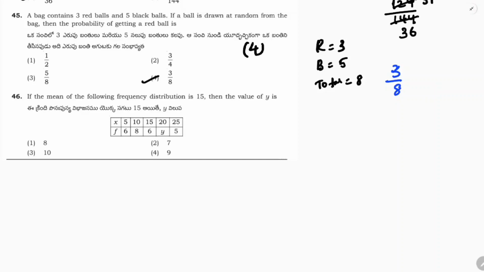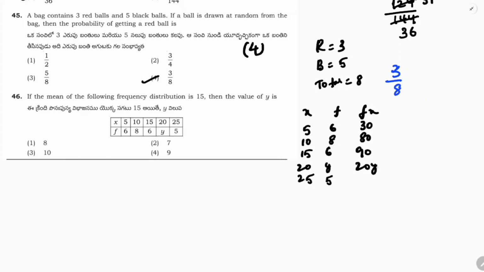Next, if the mean of the following is 15, then find the value of y. So see, mean, x and f are given, so I'll find fx. X is 5, 10, 15, 20, 25. f is 6, 8, 6, y, 5. fx: 5 times 6, 30, 10 times 8, 80, 15 times 6, 90, 20y, and this is 25 times 5, 125.